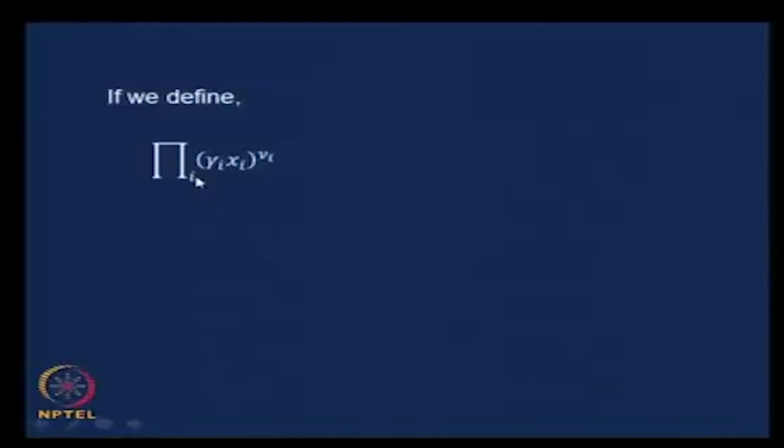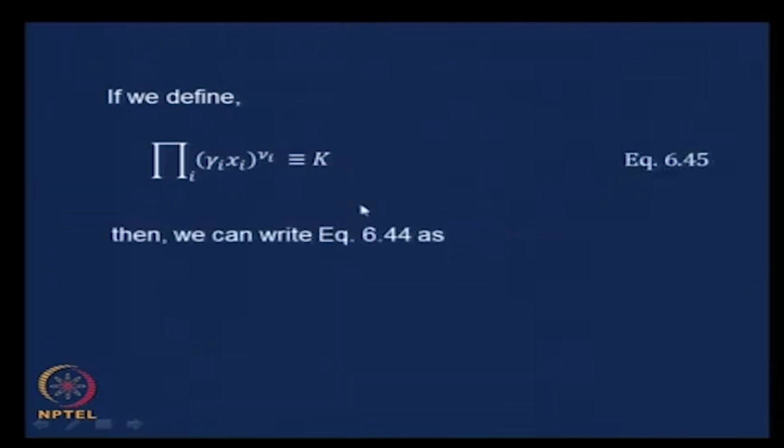Now if we define, the same way that we did for Kp and so on, the product over all i of gamma i xi raised to the power nu i as a certain k, equation 645, this is the equilibrium constant for reactions occurring in solid or liquid phases, then we can write our previous equation as minus RT ln k equals sum over i of nu i mu i hash.